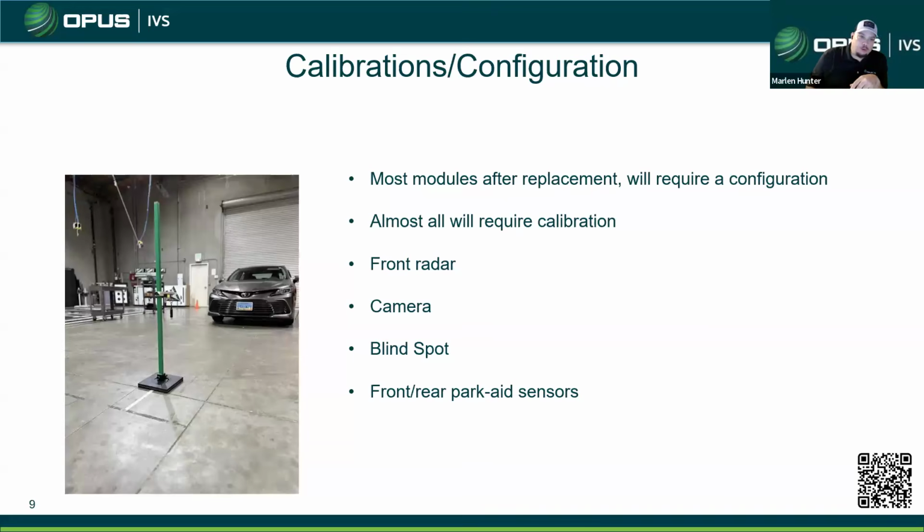Next we'll jump into more of a spinoff of using GTS: calibrating and configurations. Like I said, I won't spend a ton of time on calibrations, but I do want to show you guys some of the tools, if you don't have any and you're interested in seeing how the setup goes, and when we're going to use configuration and what that actually is. Almost all your modules are going to have to be calibrated after they get done. That's kind of a given: the front radar, the camera, the blind spot. But not all of them will require configuration. Back to service information, it just depends on what it wants you to do for that particular part.